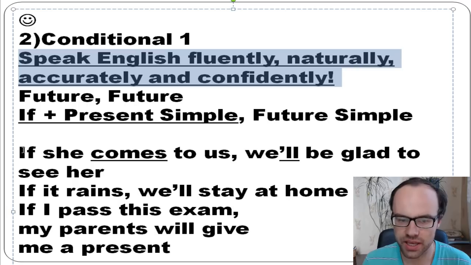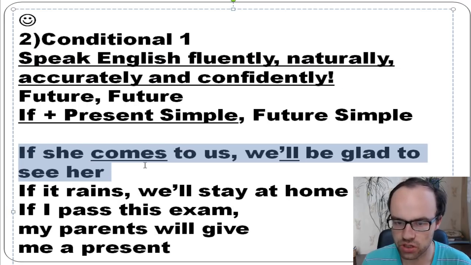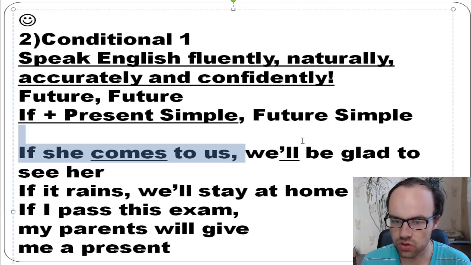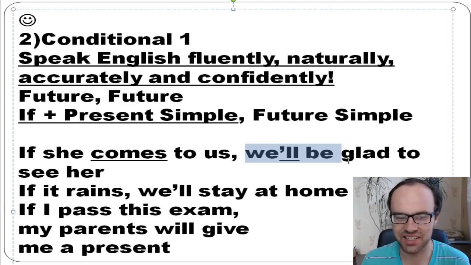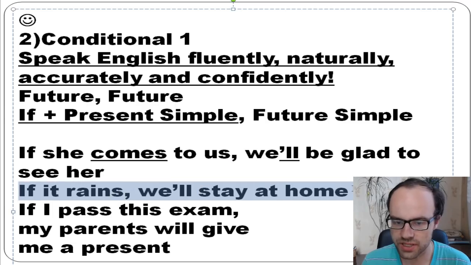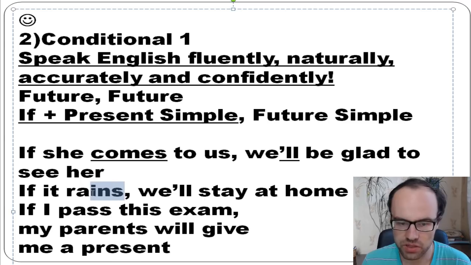And how can we understand that it's about the future? The second part of the sentence tells us about it. Look, it's in the future, and we understand that the first part is in the future, but we need to use present simple anyway, okay? Good. So if it rains, we'll stay at home, yeah? It's the same situation. So we use present simple after if, yeah? Don't forget about s, please. If it rains, we'll stay at home, okay? So it's future simple. We'll stay at home.